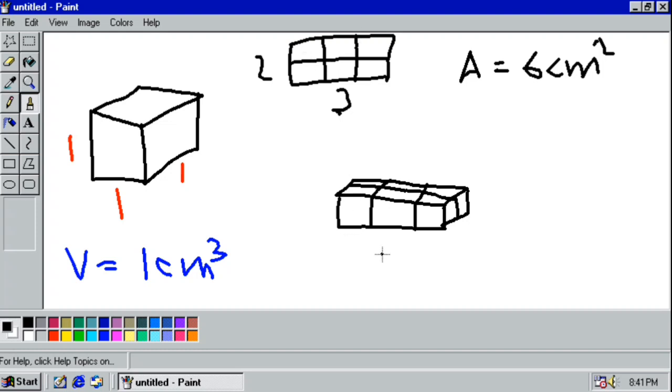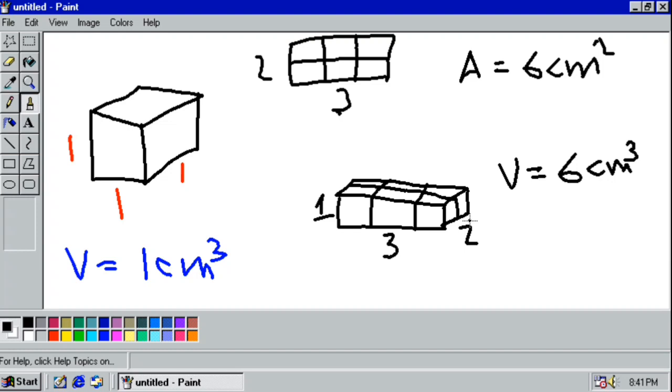So this side has 3, this side has 2, and the height of this figure is 1. So for this, we have a volume of 6 cubic centimeters. 6 cubic centimeters. And now, let's add even more.